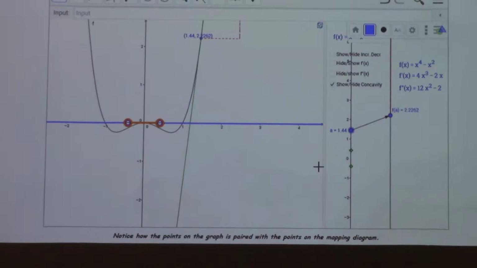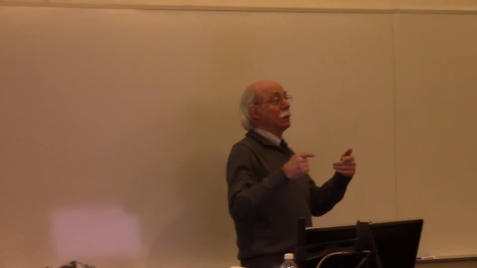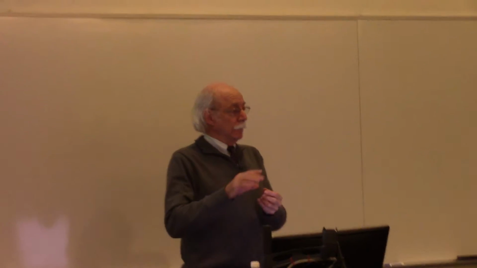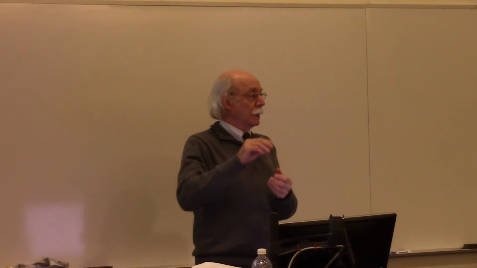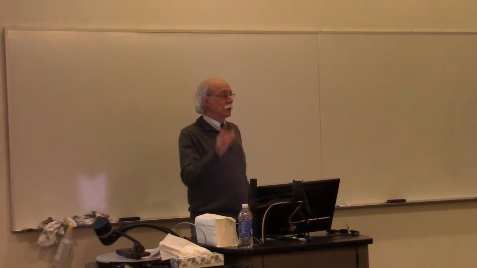So again, there's an interpretation based on the mapping diagrams for what's going on with the concavity, and that has to do with the motion interpretation of the second derivative, which is acceleration. So you can see the velocity is getting larger or getting smaller. That's the acceleration and deceleration. You can see that on the mapping diagram. The arrow is getting larger and smaller and changing direction.